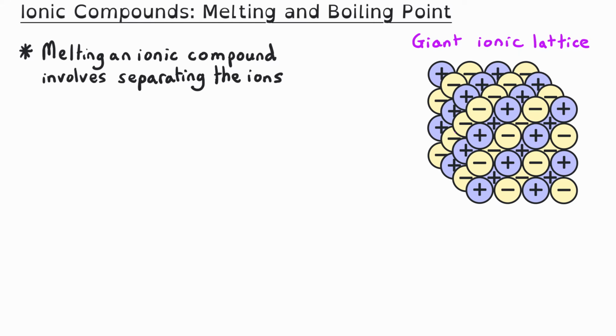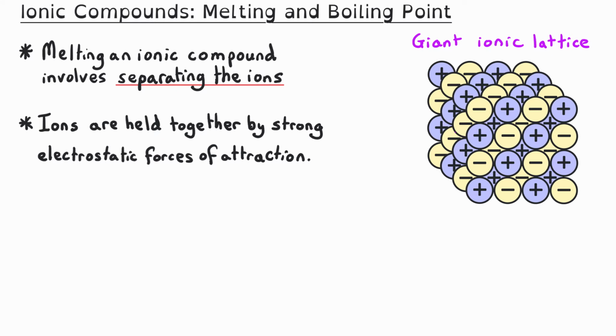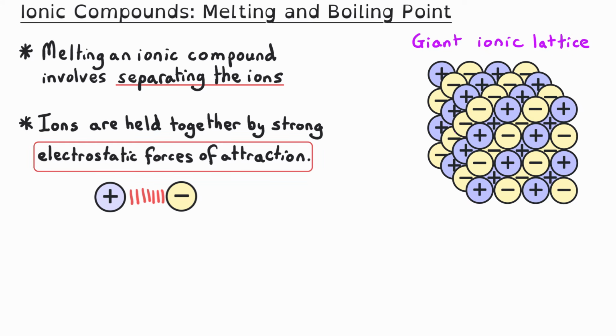Melting an ionic compound involves separating the ions away from their neighbouring ions in the three-dimensional giant ionic lattice. Remember that the ions are held together by strong electrostatic forces of attraction. And these forces are present whether a compound is a solid or a liquid. As a solid, these attractions are particularly strong because the particles are especially close. And remember that these electrostatic attractions act in all dimensions.